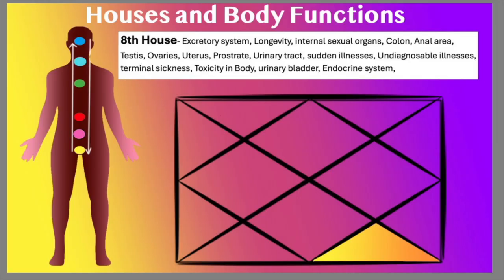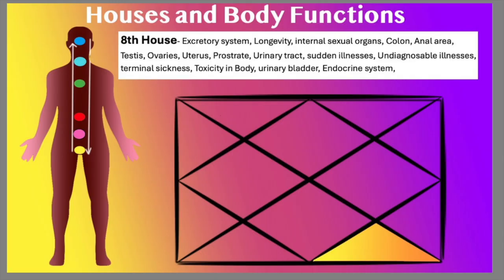Undiagnosable illnesses. 8th house typically stands for chronic diseases of all kinds, especially if it's Saturn involved. Terminal sickness, toxicity held in the body. Why? Because this is the excretory organ. If the toxicity which is generated in the system is not pushed out regularly, it leads to accumulation of toxins in the body. Therefore, 8th house functionally is responsible for toxicity in the body.